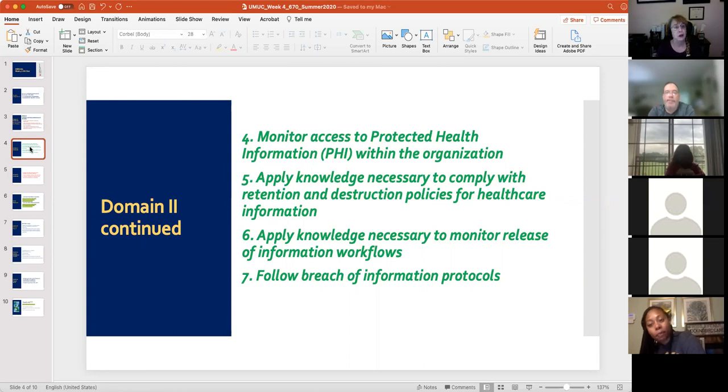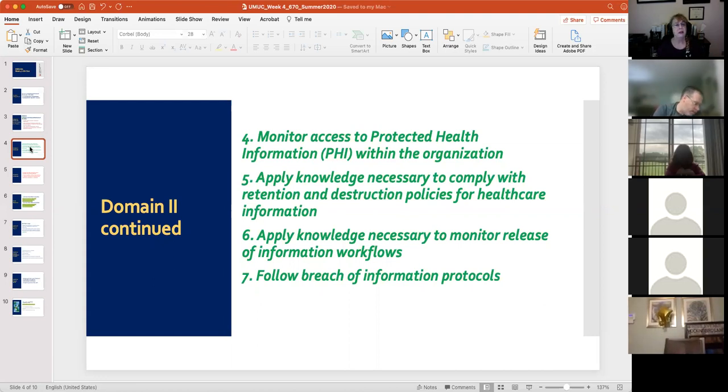Monitor access to PHI within the organization. This has to do with access control. Not only access control, but making sure that someone, now remember, your job as a manager or director does not mean you have to do these things. You have to make sure they get done and get done accurately. Okay.